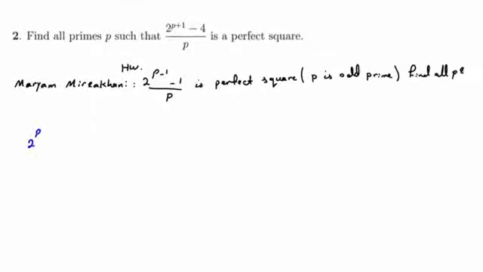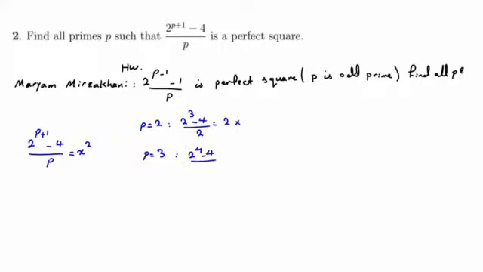It says (2^(p+1) - 4)/p is a perfect square, so it is x squared. At first, let's check some small prime numbers. For example, if p is 2, it's (2^3 - 4)/2, which is (8 - 4)/2 = 2. It's not a perfect square. If we check p = 3, then (2^4 - 4)/3 = (16 - 4)/3 = 12/3 = 4. It's a perfect square. So one good prime is p = 3.